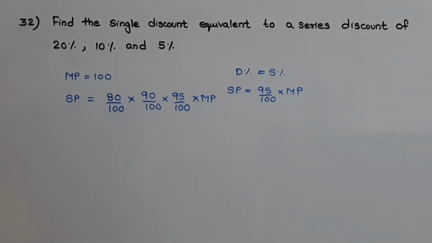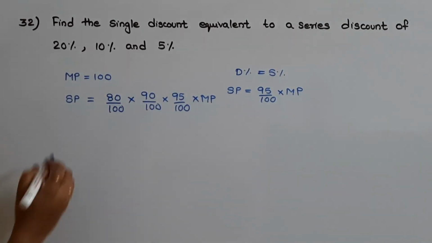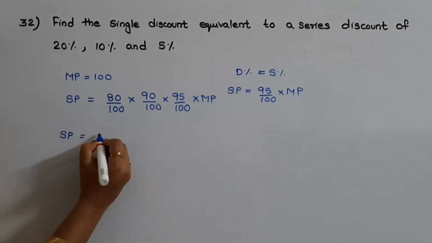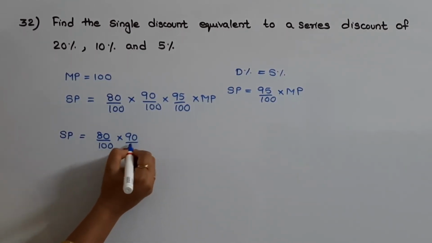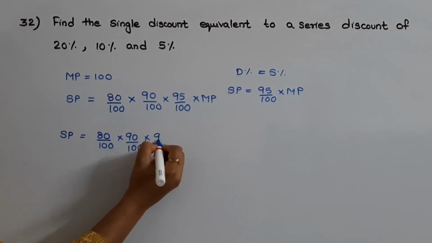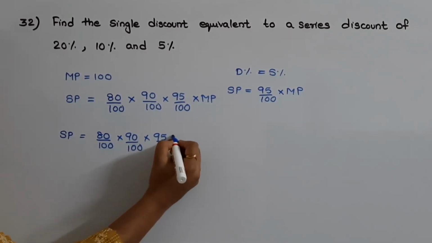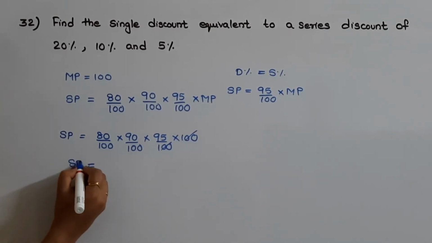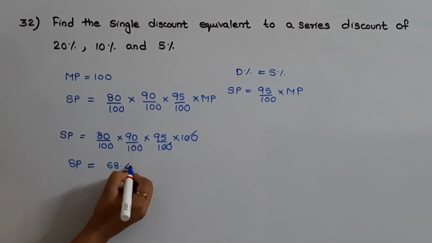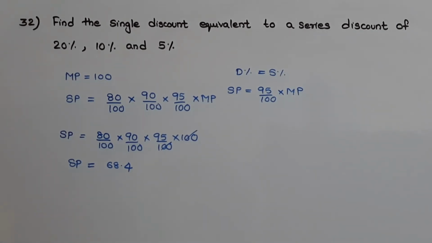Okay. So mark price we took it as 100. Then selling price will be equal to 80 by 100 into 90 by 100 into 95 by 100 into 100. Okay. So on solving this you will get the selling price as 68.4. Okay. So we need to find out the single equivalent discount.